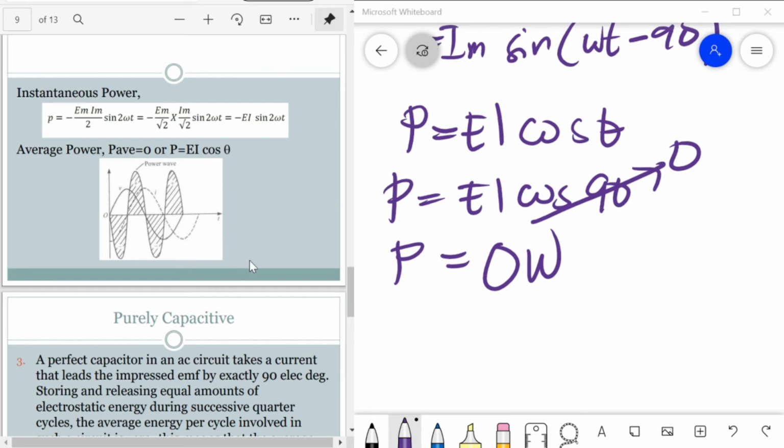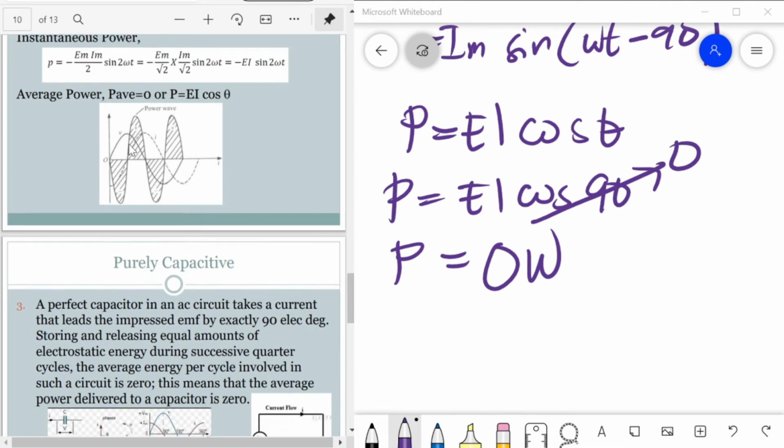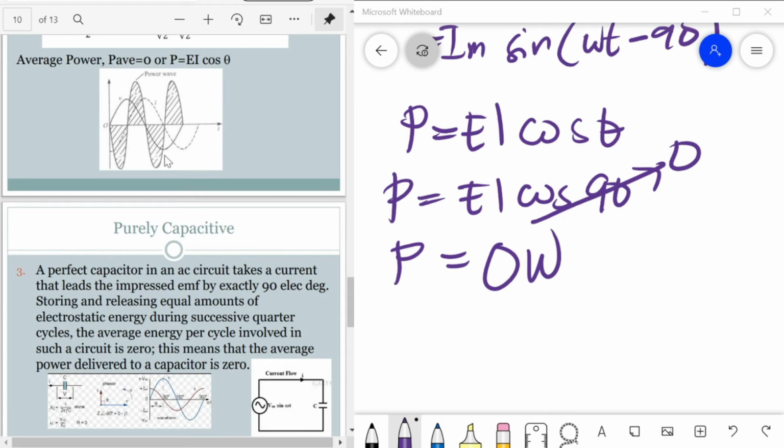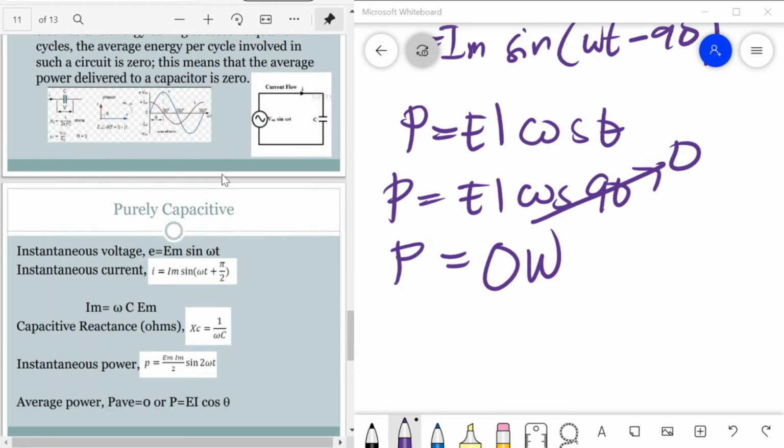Okay? The value of the negative half cycle is equal to the positive, so the negative and positive cancel, and you will end up with 0 power. Next is the purely capacitive. A perfect capacitor in an AC circuit takes a current that leads the impressed EMF by 90 electrical degrees, storing and releasing equal amounts of electrostatic energy during successive quarter cycles. The average energy per cycle involved in such a circuit is 0. This means that the average power delivered to a capacitor is also 0.